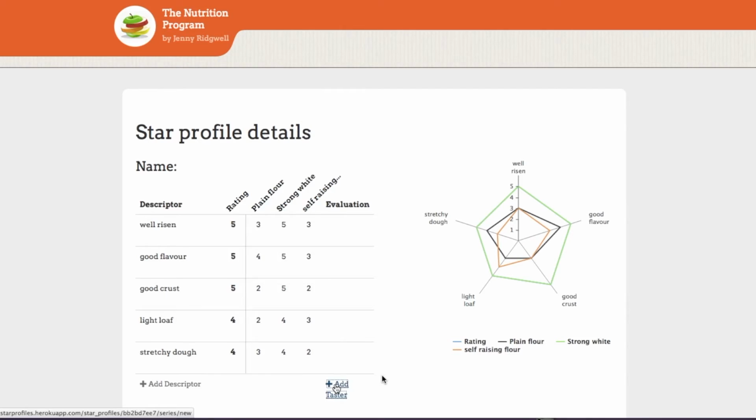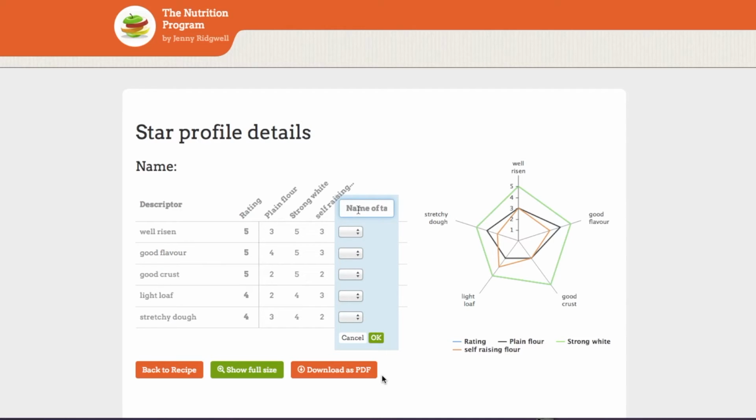And finally, I'm going to add the wholemeal. Wholemeal strong. Okay, was it well risen? It was not quite as brilliant as the white, because it's got more brown in it. Does it have a good flavour? Excellent flavour. Did it have a good crust? 4 out of 5. Not as good as the white. Was it a light loaf? Not as good. No, I'm going to give it a bit less. 3 out of 4. And was it a stretchy dough? Yes, it was.